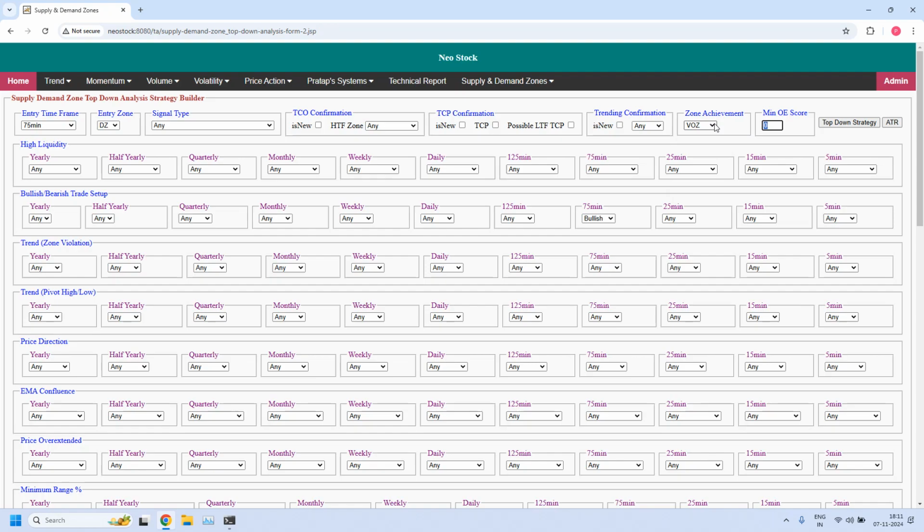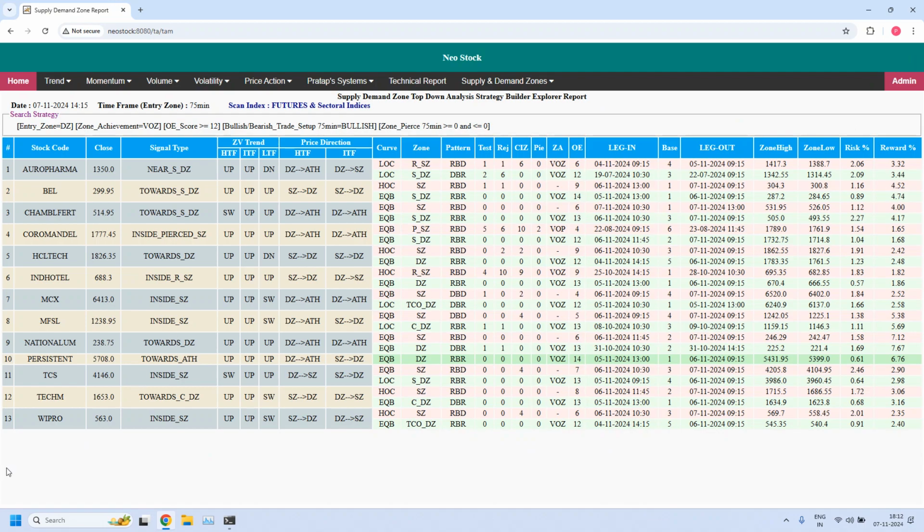Minimum odd enhancer score is 12. All the 3 filters are applied to 75 minutes demand zone. So 13 stocks are filtered. All these 13 stocks are currently supporting bullish trade setup for weekly income trade, with entry time frame 75 minutes demand zones. And in these 13 75 minutes demand zones, there could be high probability stocks.